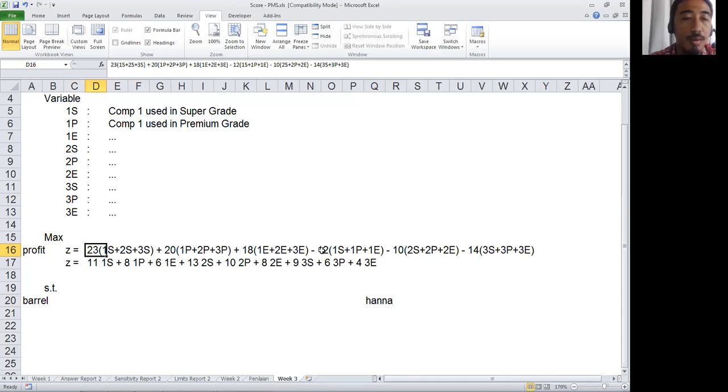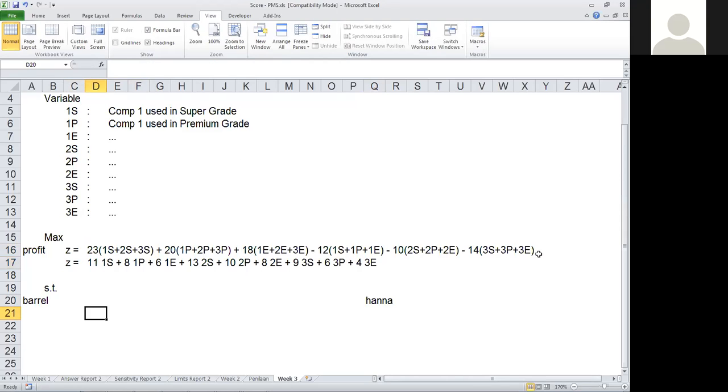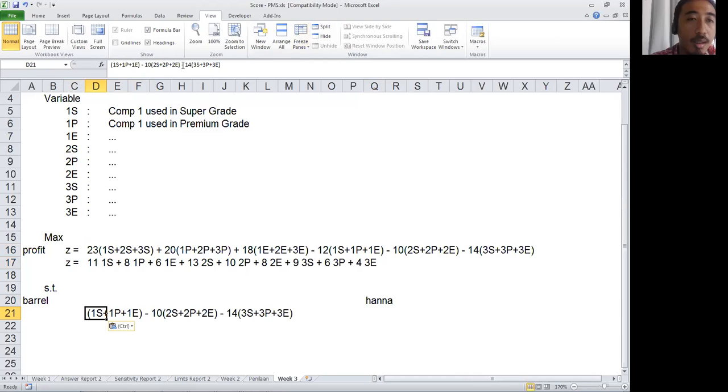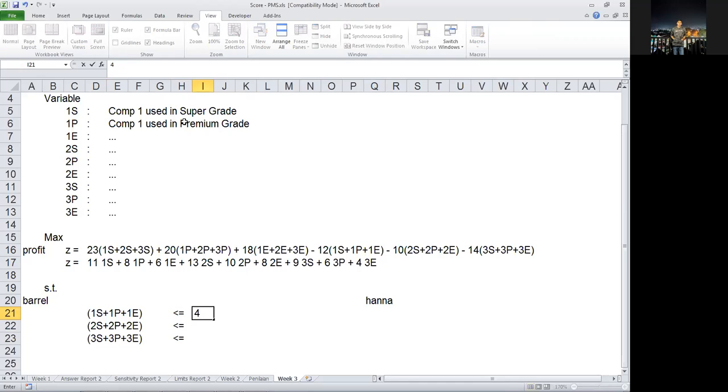Barrel means here, yeah. I'm sorry. Okay, like this, right? This one, and then this one, and then the last one. Okay, like this. Component A, first component, second component, and third component. Like this, yeah. This should be less than or equal this number.